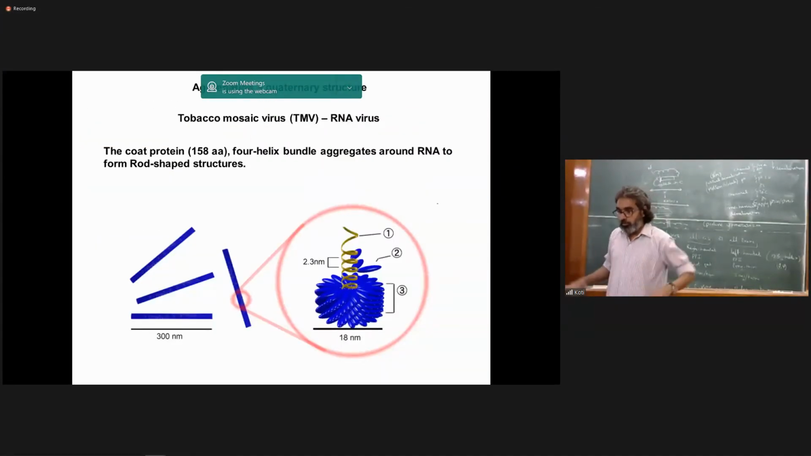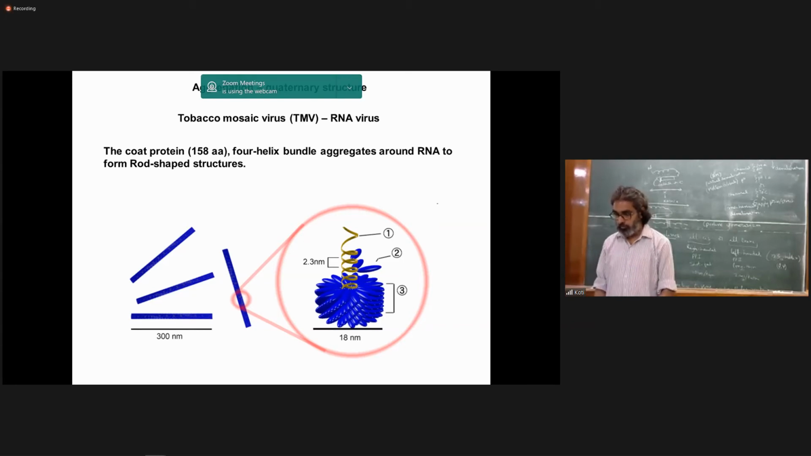Okay, so let's go to a slightly larger scale. In this pandemic era, we should even discuss much beyond quaternary structure. So, beyond quaternary structure.